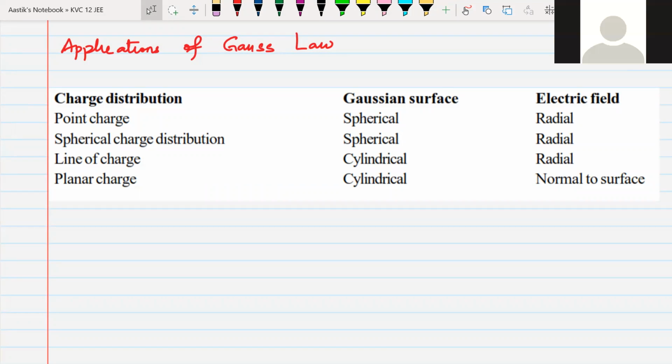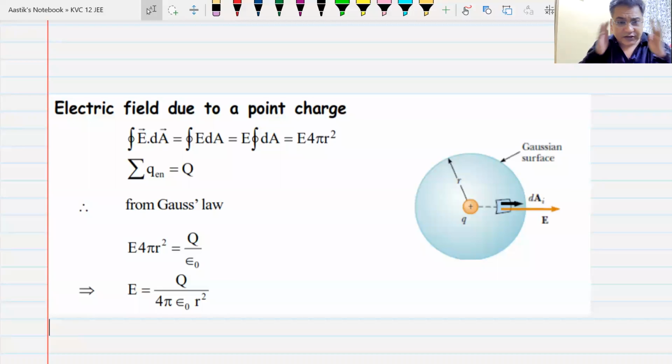Out of those, we already know the electric field due to a point charge. How much is the electric field due to a point charge? We've already done that. K Q by R square, sir. K Q by R square.